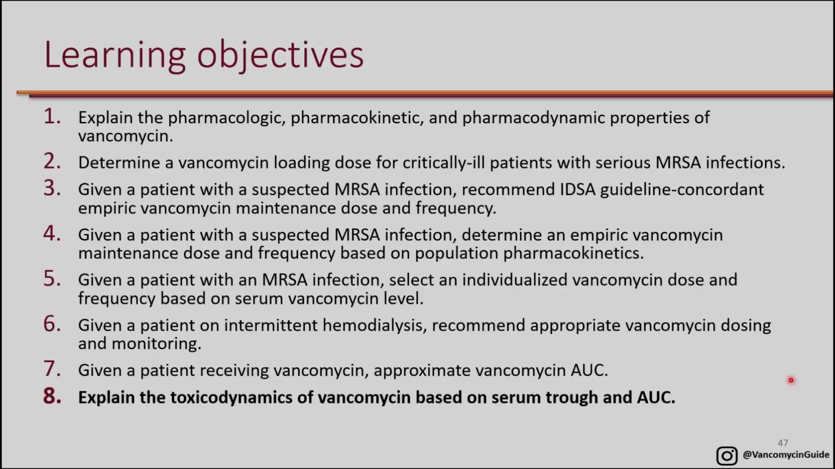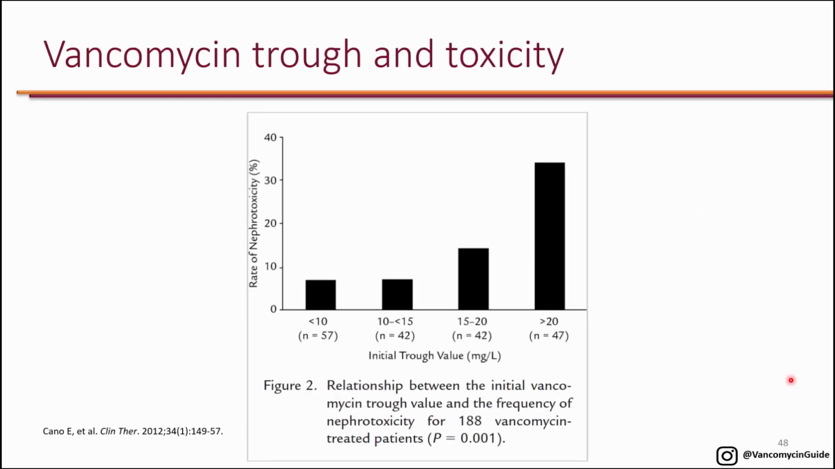The last learning objective is to explain the toxicodynamics of vancomycin based on serum trough and AUC. There are a lot of studies that have looked at the correlation between vancomycin trough and toxicity, specifically nephrotoxicity. So here on the horizontal axis, we're looking at different levels of trough.